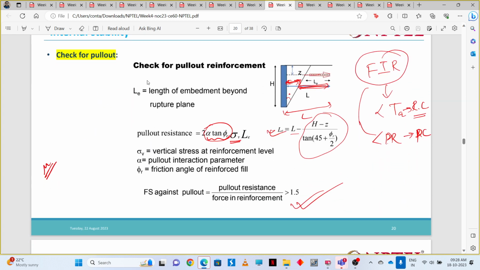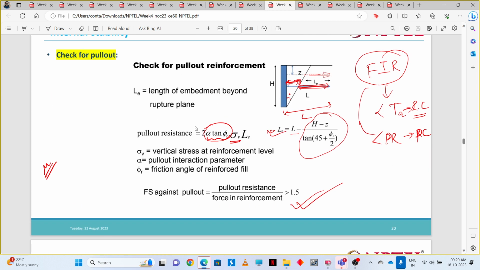Then there was the pull out check. So we calculated the pull out resistance. How to calculate the pull out resistance? Twice the vertical pressure times this embedment length Le times the friction ratio alpha, that is, alpha times sigma v times the length. The factor of safety in pull out should be greater than 1.